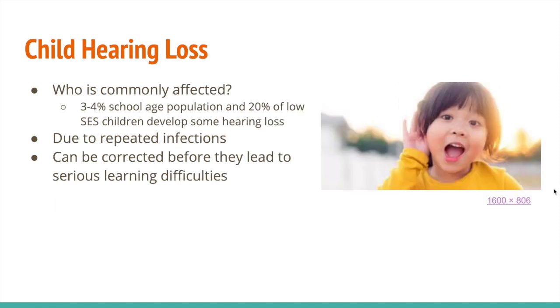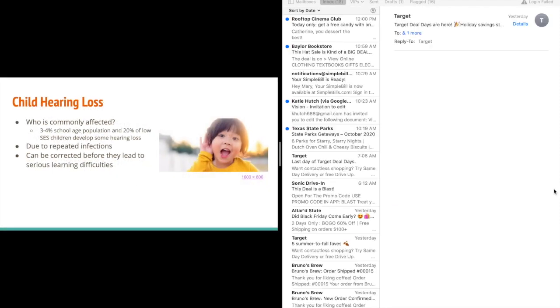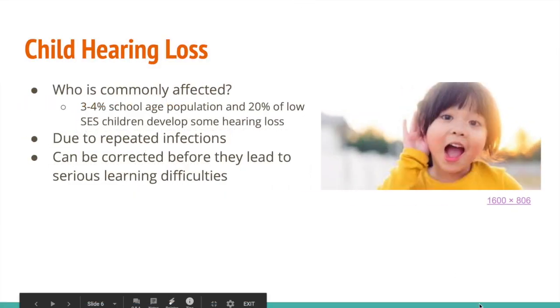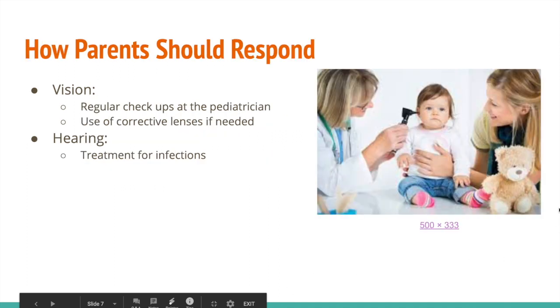This could also affect child hearing loss. About 3 to 4% of the school age population is affected, and 20% of low SES children develop some hearing loss, because of repeated infections that are left untreated. They can be corrected before leading to serious difficulties. However, some families do not have that ability.